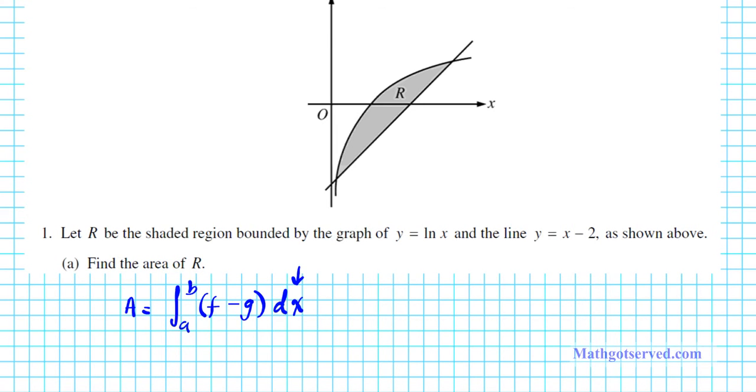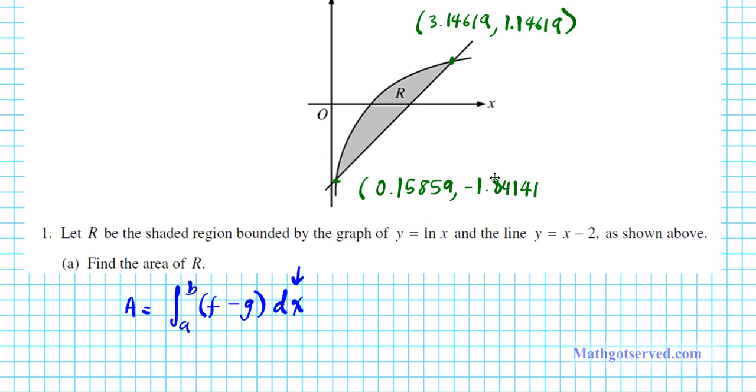So let's go ahead and put in the intersection. You can use your calculator to do this. Hopefully you know how to find the points of intersection using your calculator. If you don't, I have a lot of tutorials that go over that in detail. So you just find the points of intersection using your calculator. We have 3.14619 and 1.14619. And then for this point, we have 0.15859 and negative 1.84141. So those are the coordinates of my points of intersection.